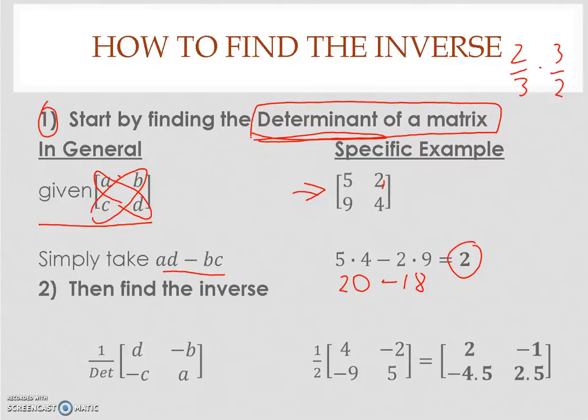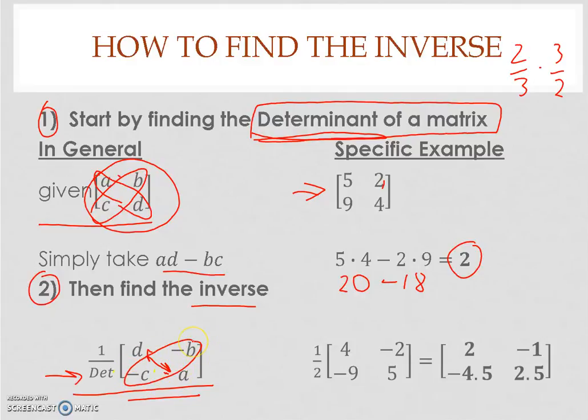Then we want to find the inverse. The first step is to find the determinant. The second step is to use the determinant to find the inverse. And in a general sense, this is what it looks like. We're going to take 1 over whatever the determinant was, and we're going to multiply it by a brand new matrix. The matrix was A, B, C, D, which is what we have here. Well, the A and the D switch places so that the A is here and the D is here. Those two switch places, and the B and the C become negative.